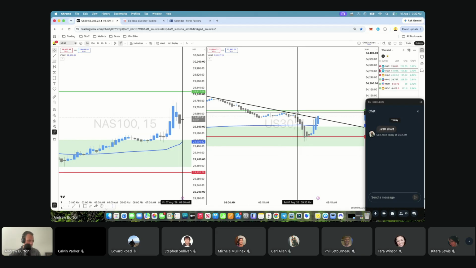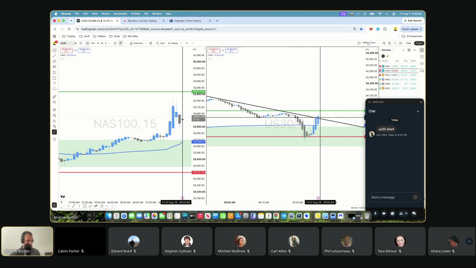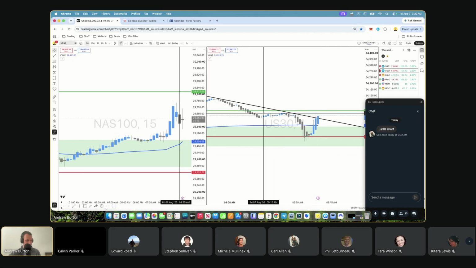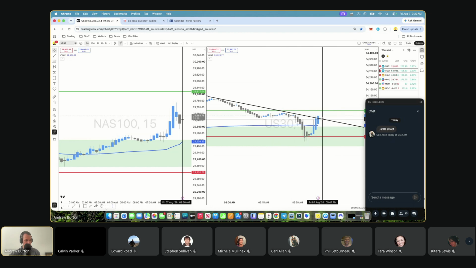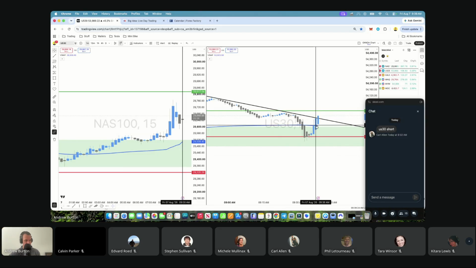But you can see it's breaking that trend line. So I want to see a body open on the other side of the trend line. And keeping in mind that this here is really, really strong resistance.